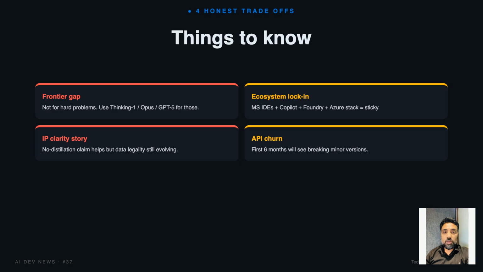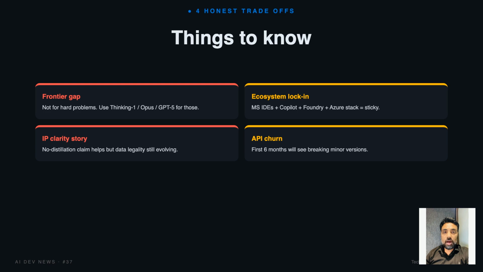So what should you do this week? Three moves. One, if you live in the Microsoft ecosystem, get on the Foundry preview for Flash and run a shadow eval on your highest volume code generation tasks. The 2 metrics that matter are quality at your specific task and cost per useful output.